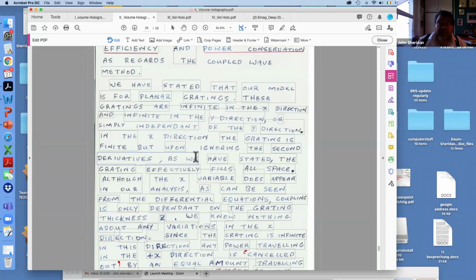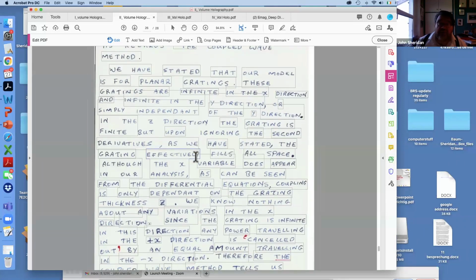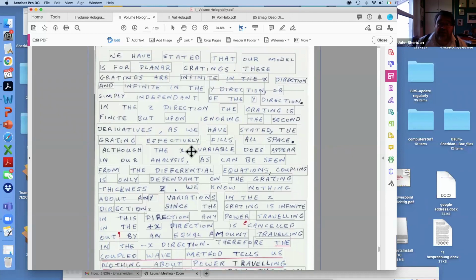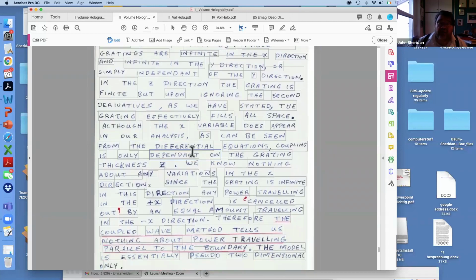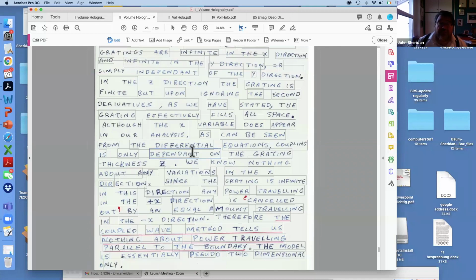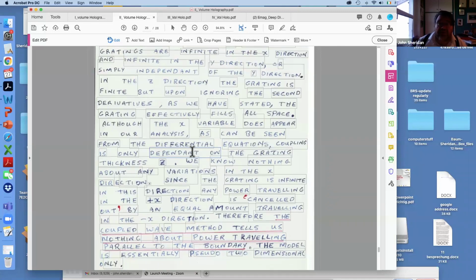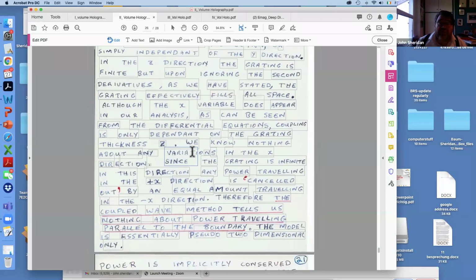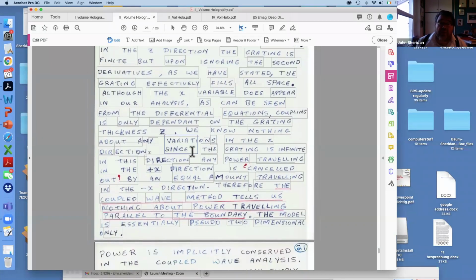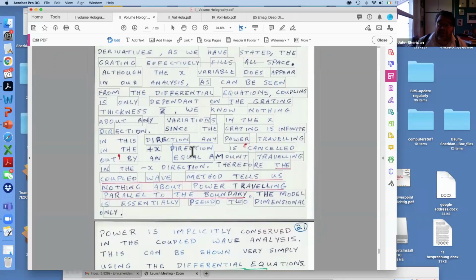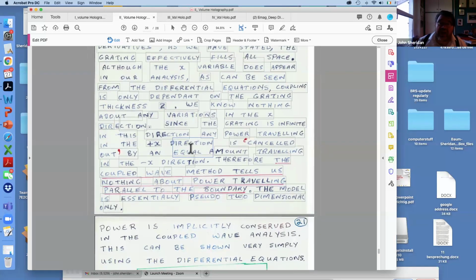In the z direction, the grating is finite, but upon ignoring the second derivatives, as we have stated, the grating effectively fills all space. Okay? Although the x variable does appear in our analysis, it can be seen from the differential equations coupling as only dependent on the grating thickness. The coupling is only dependent on z, it's not dependent on x. We know nothing about any variations in the x direction.